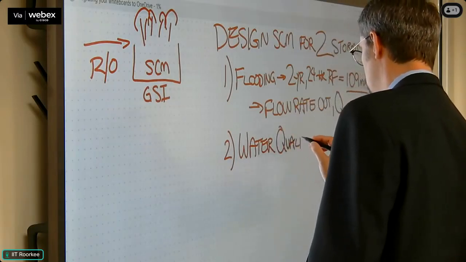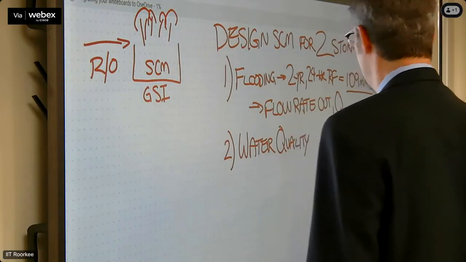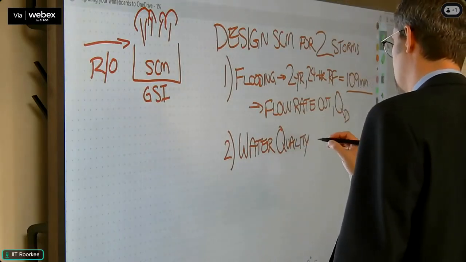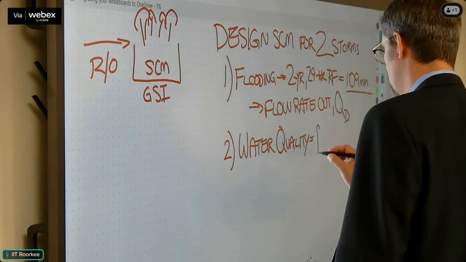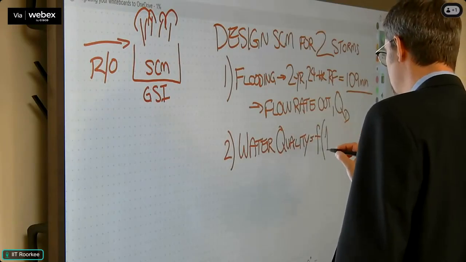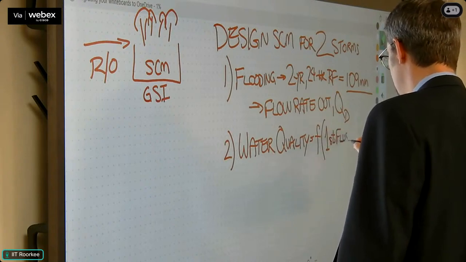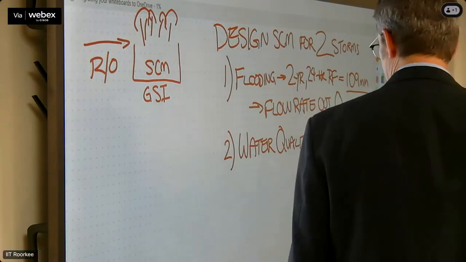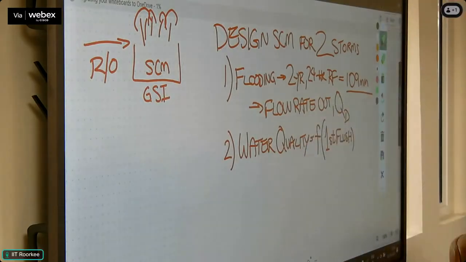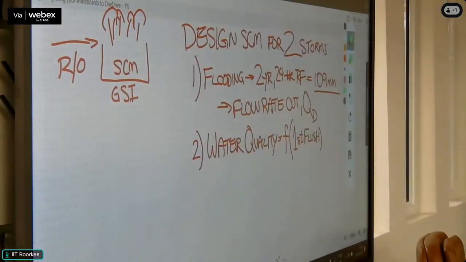But the water quality event, okay, is a function of what is known as the first flush. Okay. So what is the first flush? The first flush is this idea that when it starts to rain, more pollutants are being delivered to the outlet at the beginning of the storm than at the end of the storm, okay?